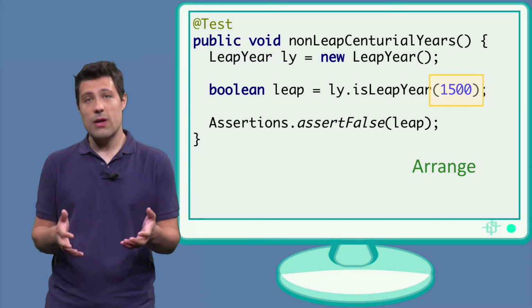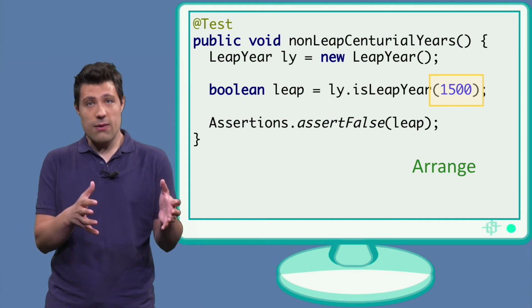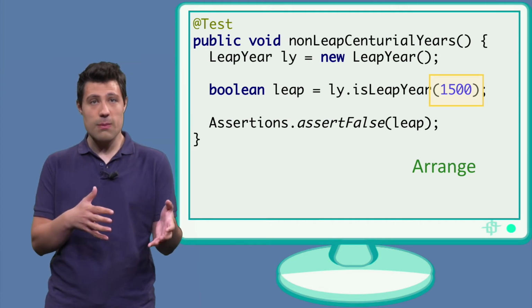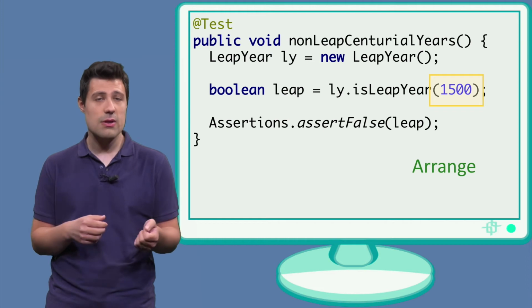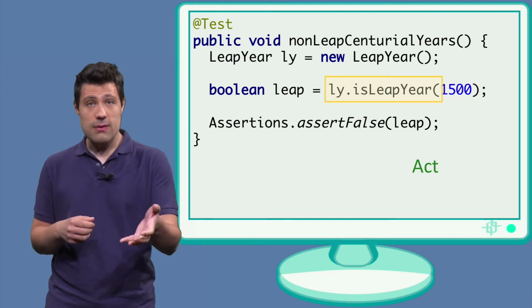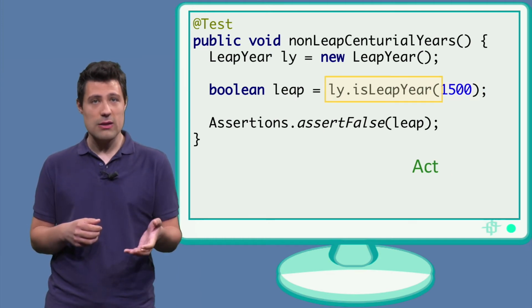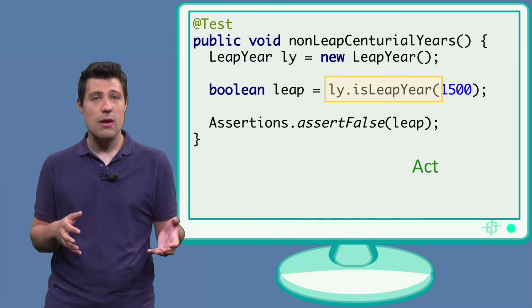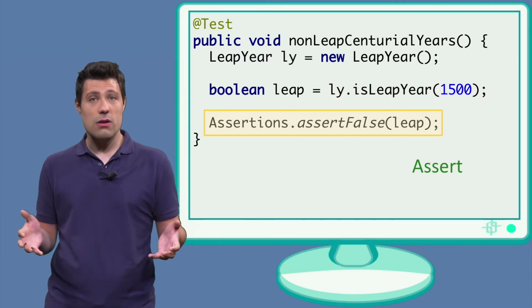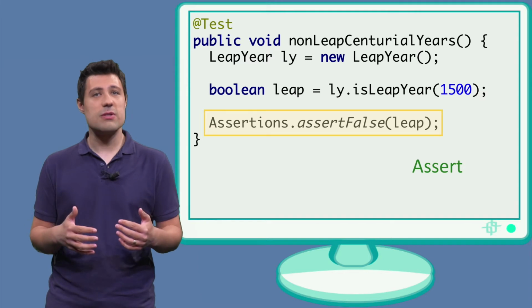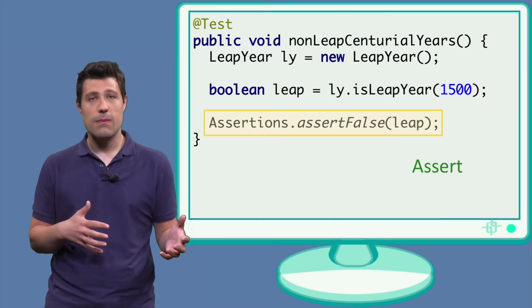We always have the arrange part, which is where we have the inputs we want to provide to the program in that specific test case. Then we act. In this case, we invoke the method that contains the behavior we want to test. And finally, we then assert. We make sure that the program behaves as expected for that given input.